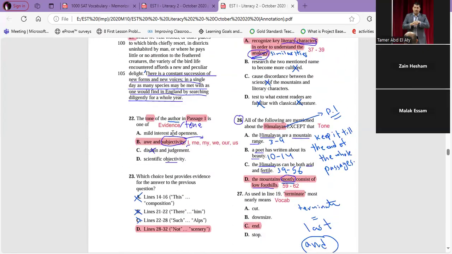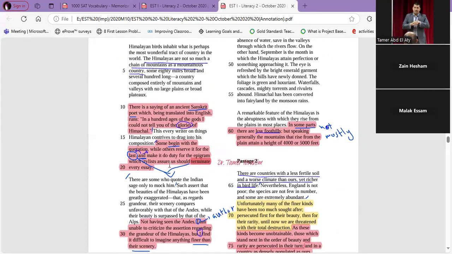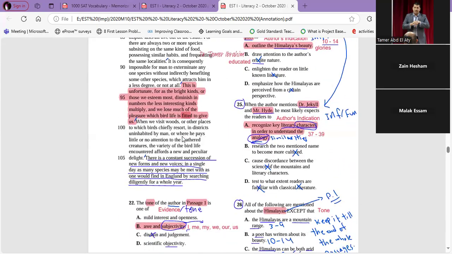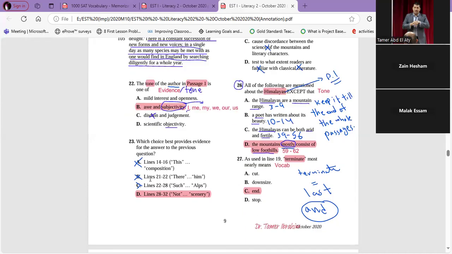No, I'm not with it. Disdain and judgment? How disdain? He doesn't hate it. He loves it. I'm just talking about myself: why am I not choosing this one? I'm asking myself, despite that, compared to this one. Disdain and judgment? No, he likes it. Scientific objectivity? Does he have facts? No, he talks about love. It doesn't have any kind of facts. So it doesn't match the first one, so we're going to cancel it.